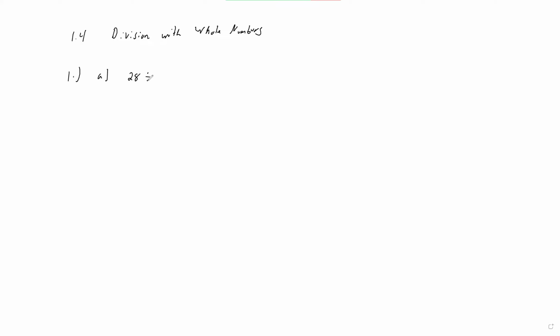28 divided by 7. You can do this in a few ways. One, you can go, all right, how many times does 7 go into 28? And you can do 7, 14, 21, 28, and that's great. You can see that the answer must be 4. That'd be great.